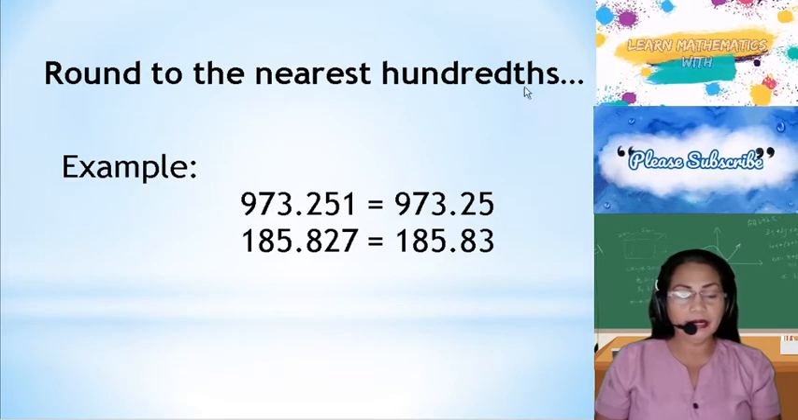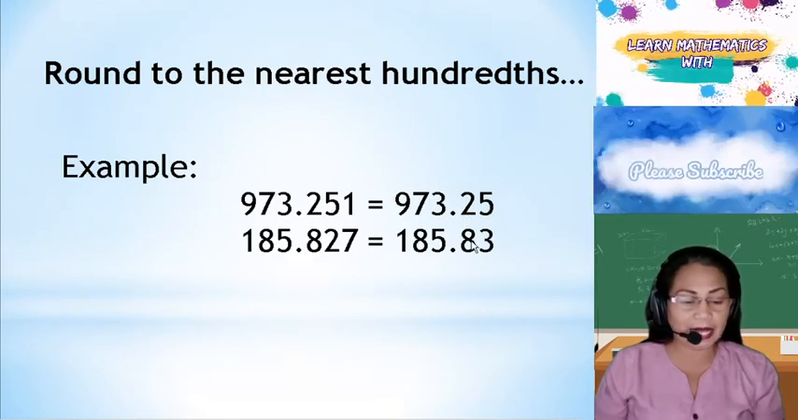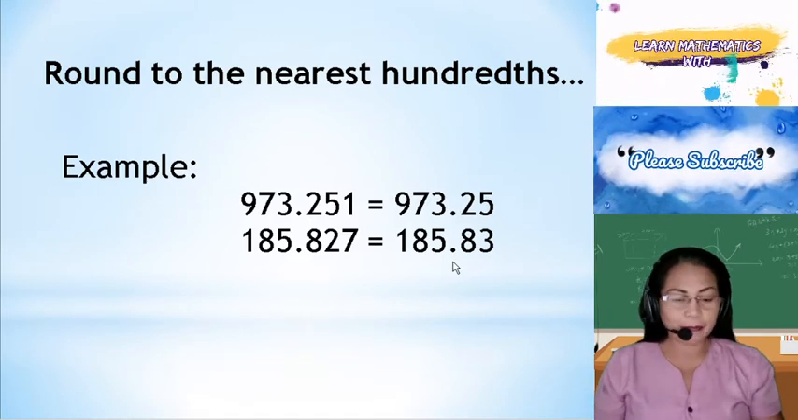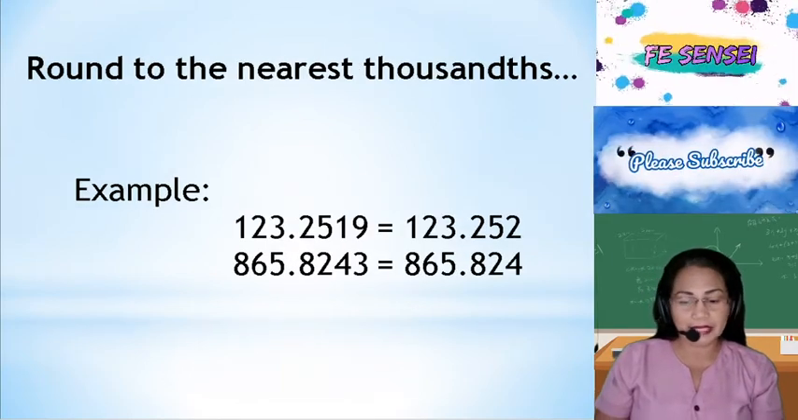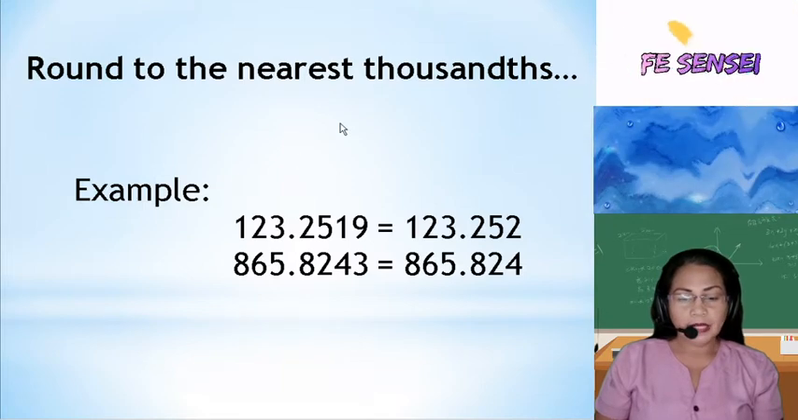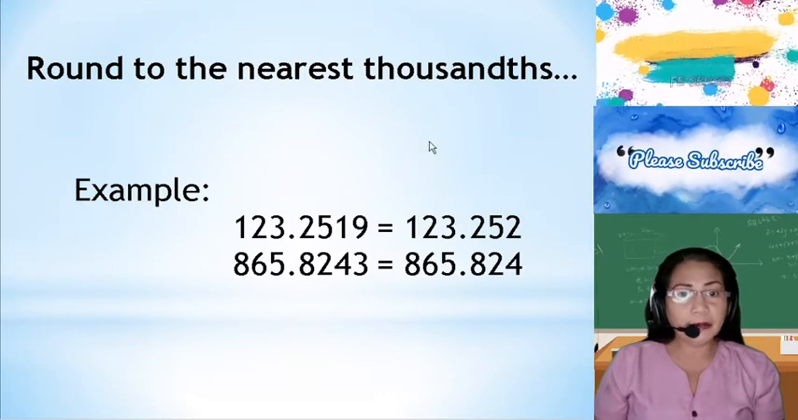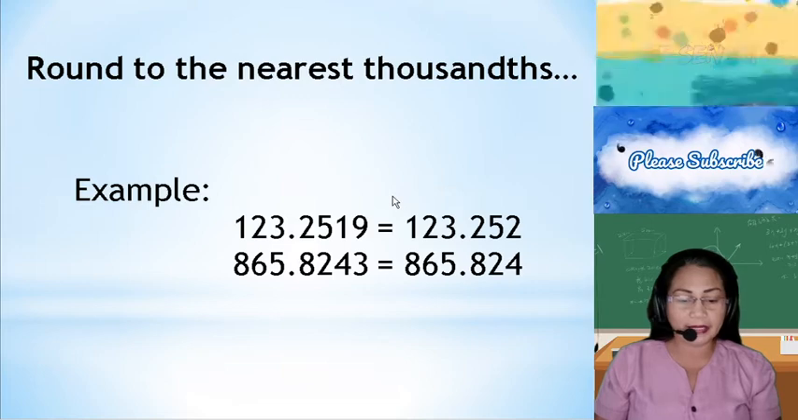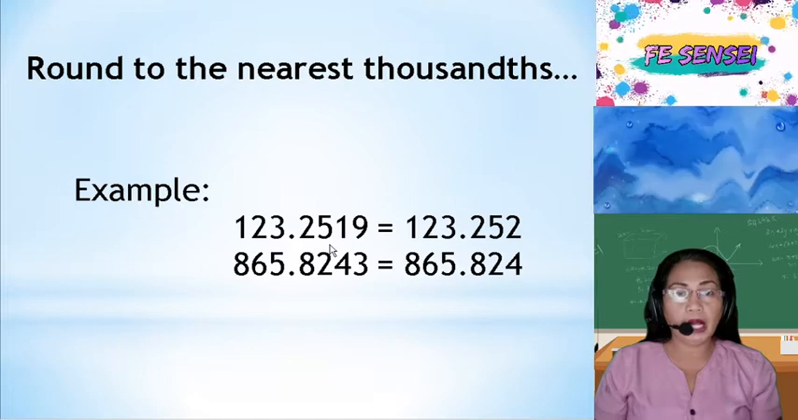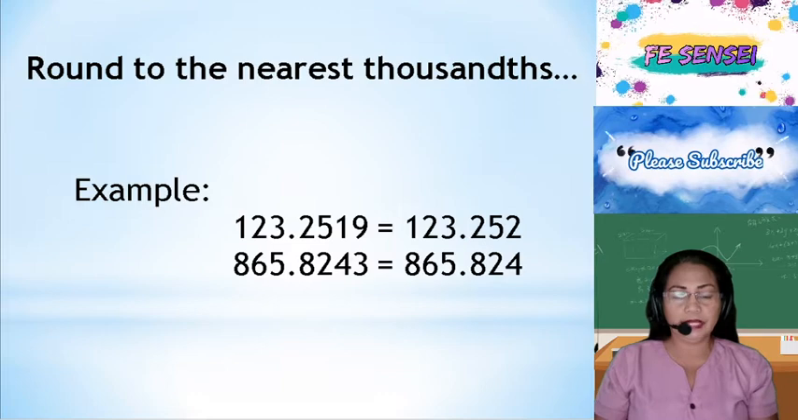Because the number is in the hundredths place, we have 2 digits after the decimal point. Okay. Round to the nearest thousandths, the third digit after the decimal point. And again, in rounding numbers, we have to look at the number to be rounded and the number to the right. But the number to the left, we have to copy it. Do not change any of the numbers to the left.